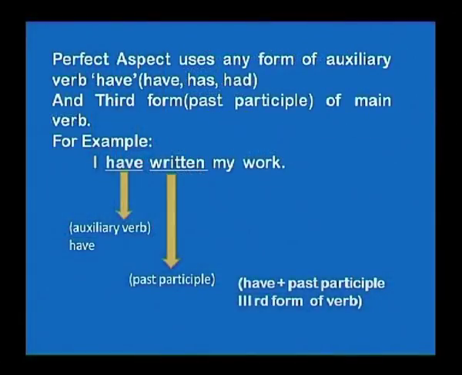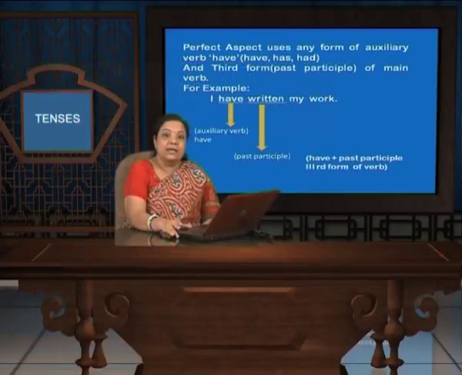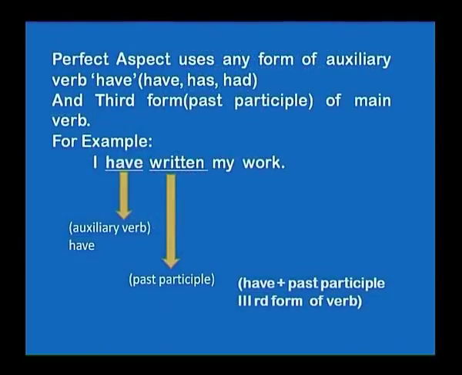Perfect aspect, on the other hand, uses any form of the auxiliary verb have, has, had. Remember, wherever we have has, had, have, we say it is in a perfect aspect. For example, I have written my work. Now, very important to know is that written is a past participle. So, what do we have? Have is an auxiliary verb here in perfect aspect. Along with it we have the main verb written, which is in past participle. So, you have have plus past participle. The past participle written is the third form of verb.